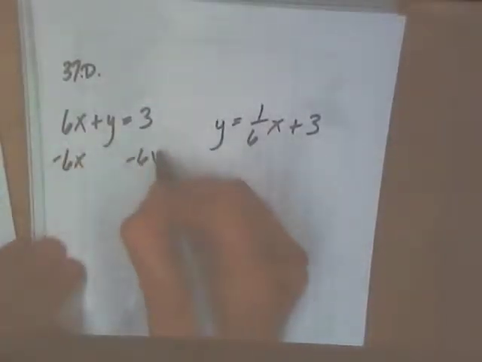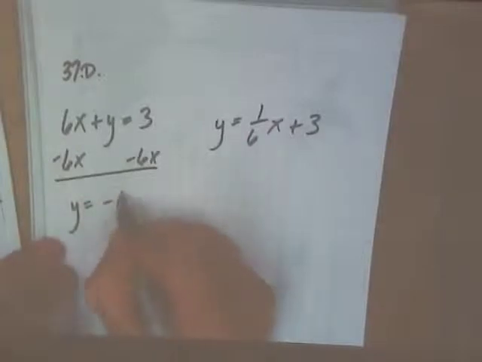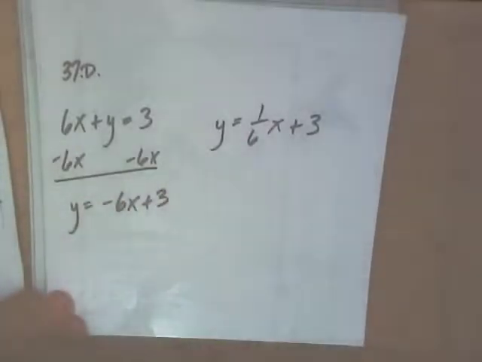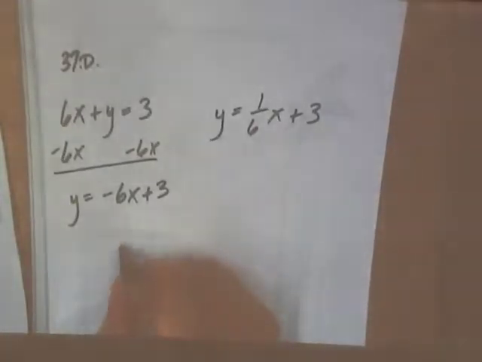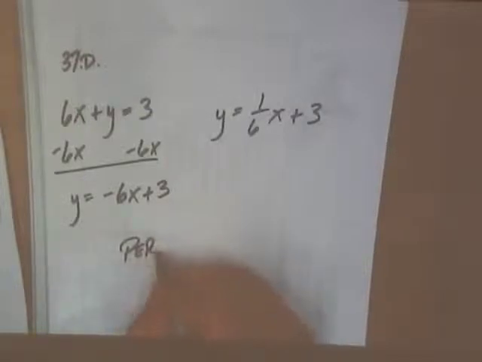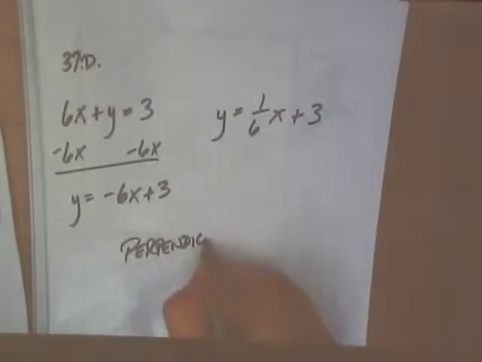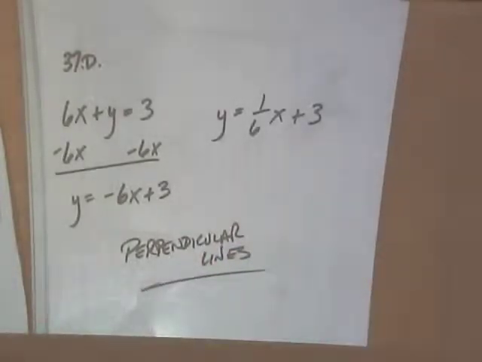Minus 6x. Okay, what do we know about these slopes? They're opposite reciprocals, right? Different signs, and the fraction is flipped over. So we know these two equations are what? Perpendicular, right? Questions on that?